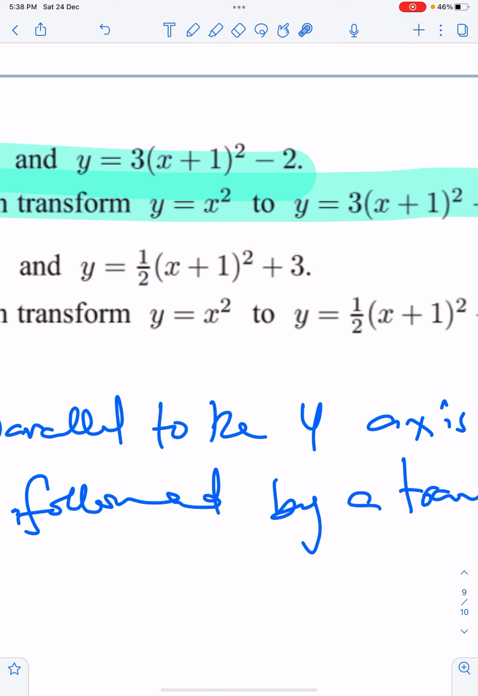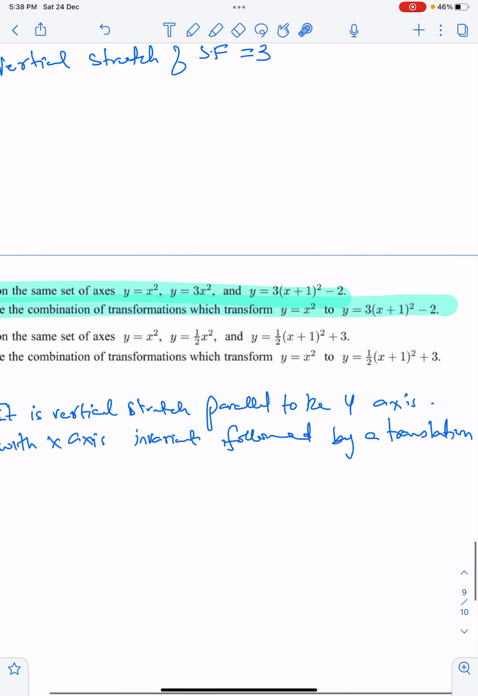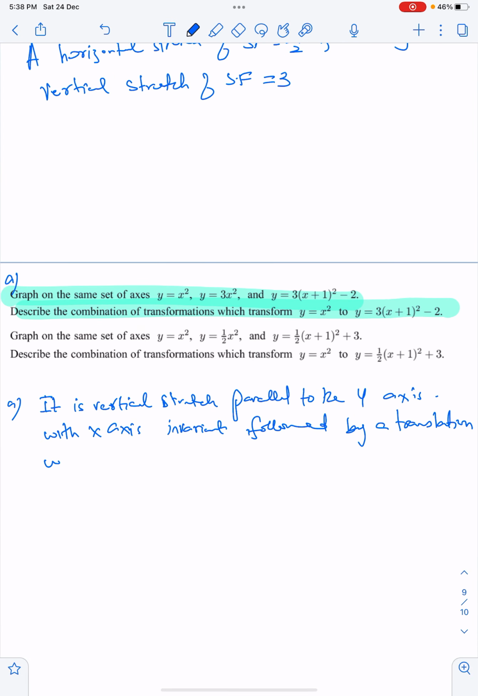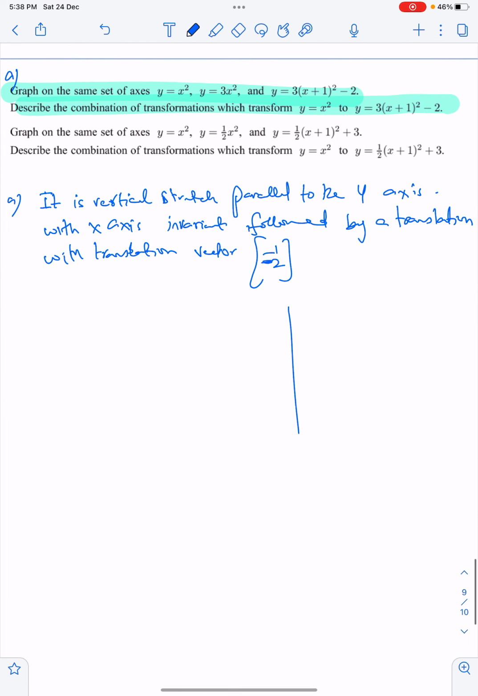Positive 1 meaning if you make this bracket equal to 0, you get x equals -1. That means the movement on the x-axis is -1 and the movement on the y-axis, the whole graph is going to go 2 units down. That means a translation with translation vector -1, -2.